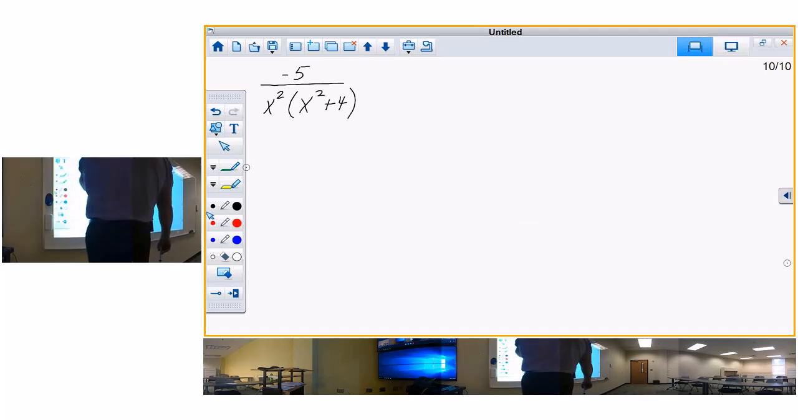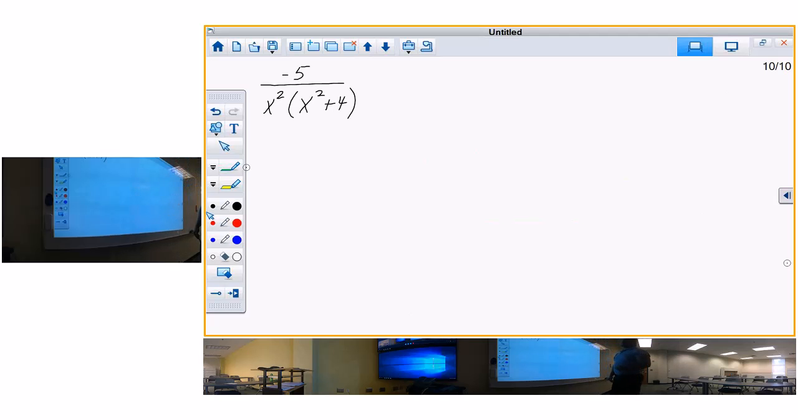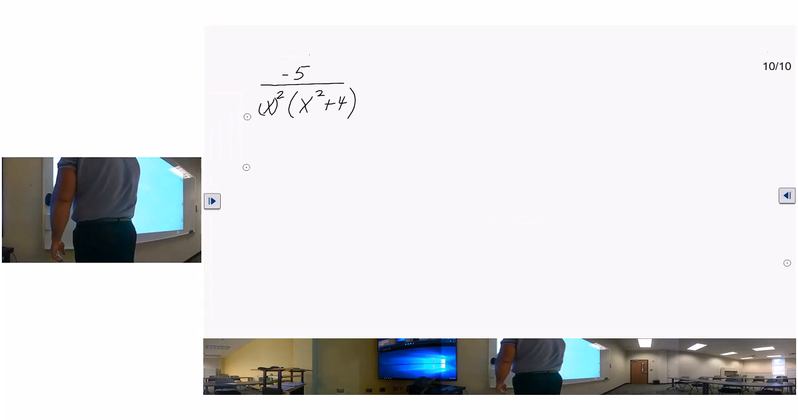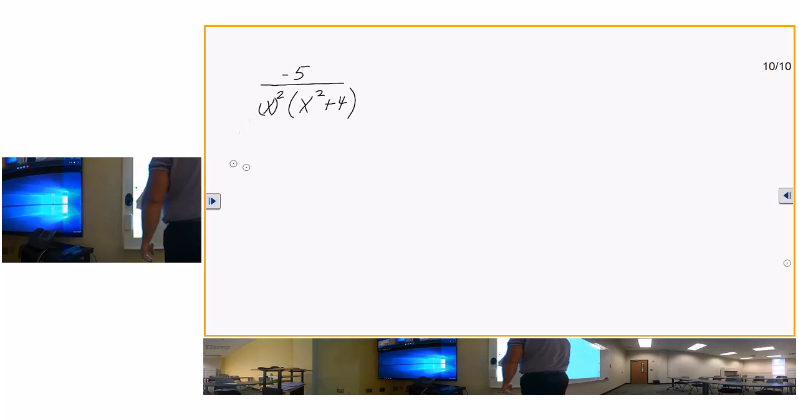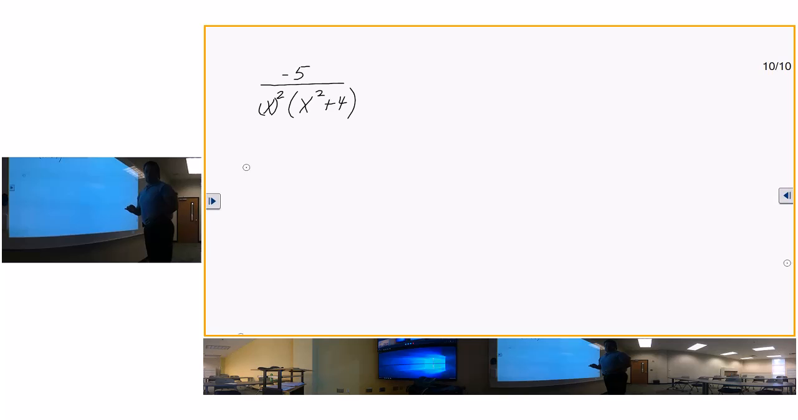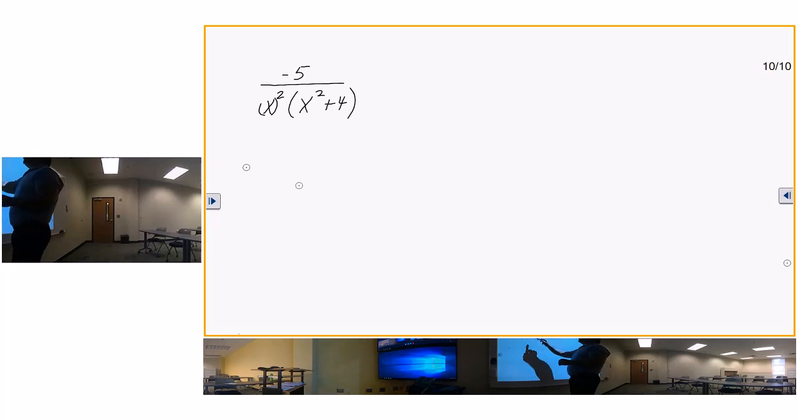Okay, this one, you have a quadratic down here, x squared plus 4. Now, you have a 2 here. You have something raised to the second power here, so you're going to have x to the first, x to the second. So you got three terms on the bottom of this one. Okay? So that means, and this is a quadratic.